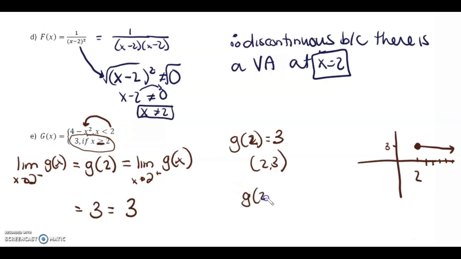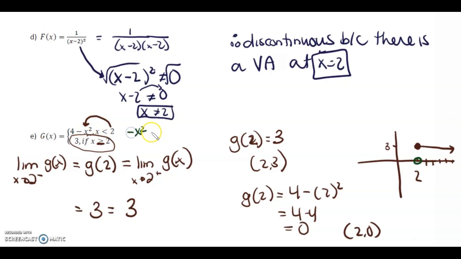So let's go g at 2 equals 4 minus 2 squared. So I get 4 minus 4, which is 0. So this parabola goes through the point 2, 0. So if we were to put that on our graph, we would get our open hole here. And this graph, if you think about negative x squared plus 4, I believe it opens like that.